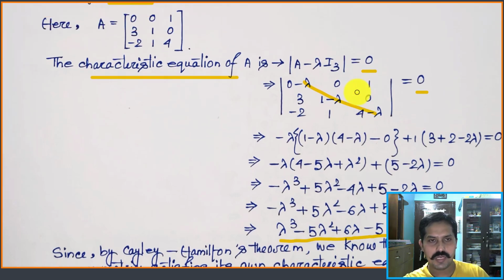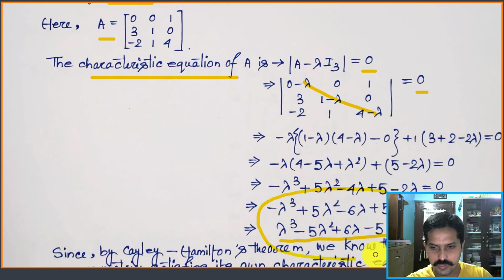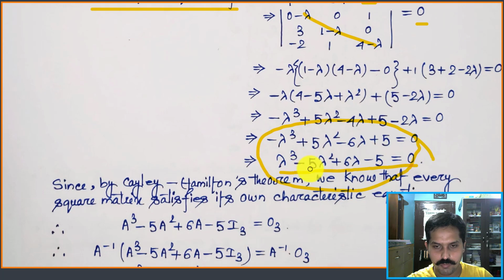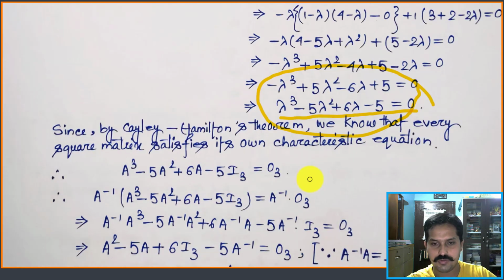By the Cayley-Hamilton theorem we know that every square matrix satisfies its own characteristic equation, which means capital A will satisfy this equation, and in place of lambda we can write A. So according to the theorem we can write A cube minus 5A square plus 6A minus 5 I3. We cannot write anything else here; we have to write I3, the identity matrix, equals the third order zero matrix. Like this: A cube minus 5A square plus 6A minus 5I3 equals 0 (third order).